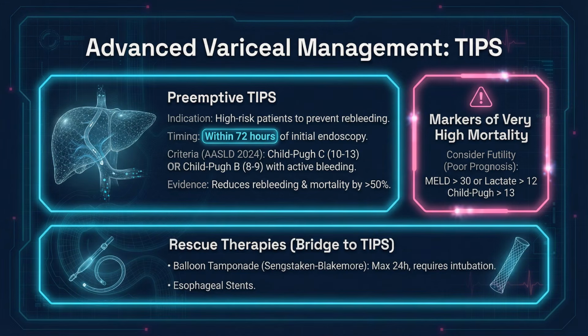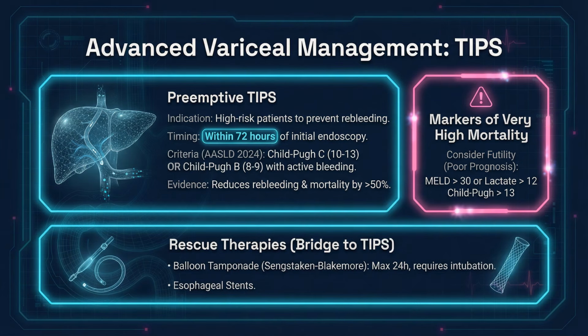A key intervention to prevent rebleeding in high-risk variceal patients is the preemptive TIPS procedure. This should be performed within 72 hours of the initial endoscopy. The 2024 AASLD criteria for preemptive TIPS are a Child-Pugh C score of 10 to 13, or a Child-Pugh B score of 8 to 9 with active bleeding seen on endoscopy. The evidence for this is strong.